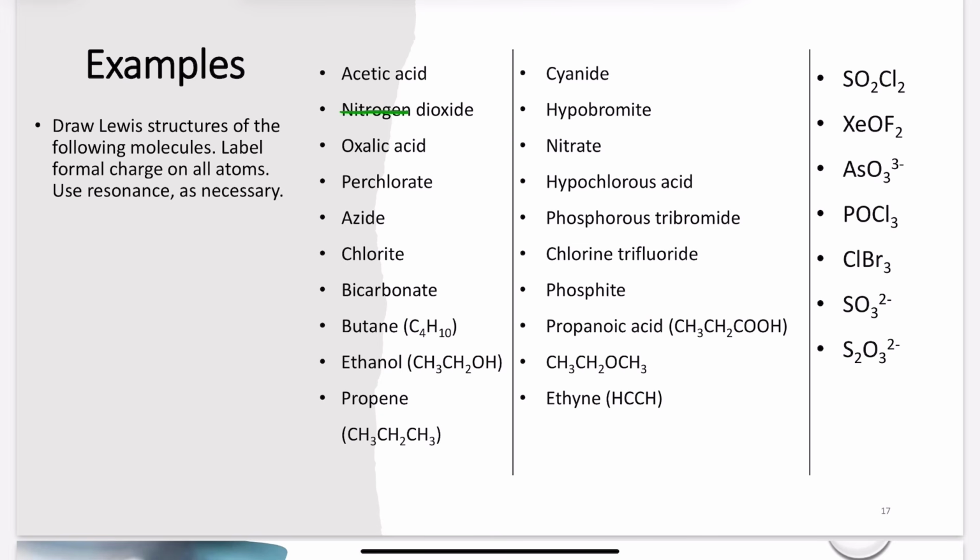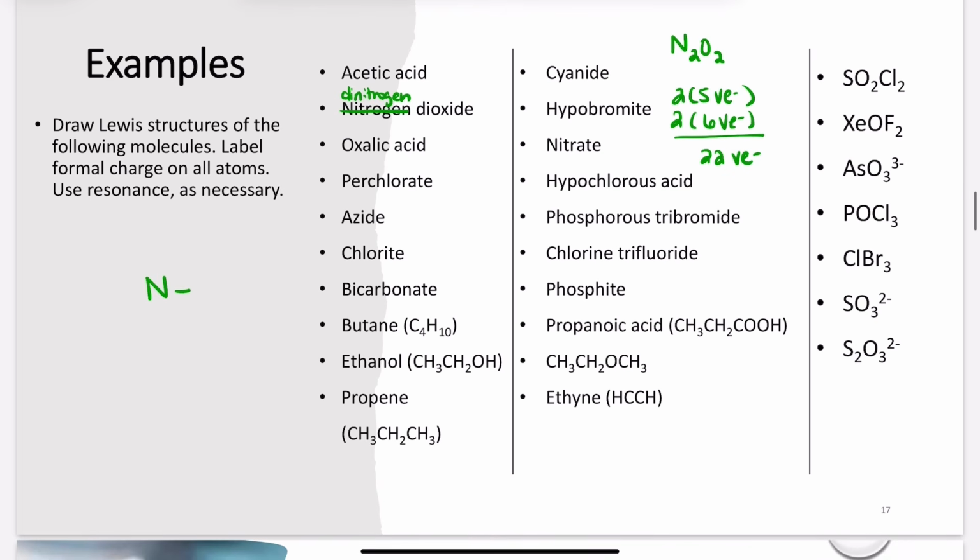I meant to change the slides and I only changed the student notes, not the slides, but let's go ahead and do dinitrogen dioxide. So N2O2 instead. Now I've got 2 nitrogens at 5 valence electrons each and 2 oxygens at 6 valence electrons each, overall 22 valence electrons.